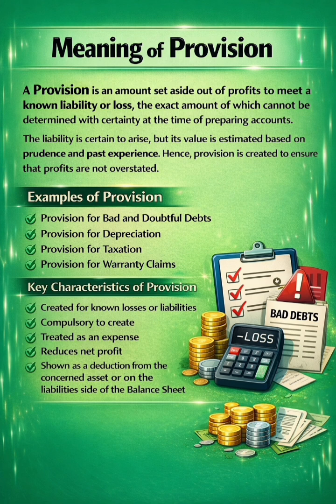Examples of provision. Provision for bad and doubtful debts. Provision for depreciation. Provision for taxation. Provision for warranty claims. Key characteristics of provision. Created for known losses or liabilities. Compulsory to create. Treated as an expense. Reduces net profit. Shown as a deduction from the concerned asset or on the liabilities side of the balance sheet.